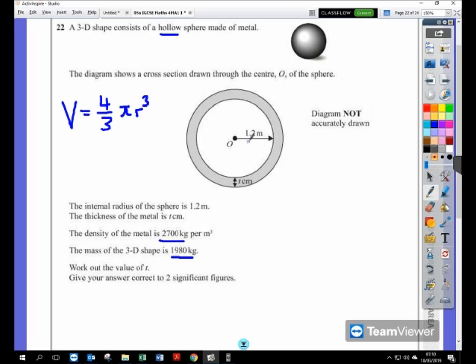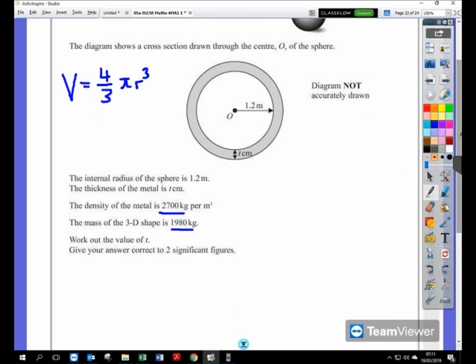But you see, we have a sphere contained within a sphere. That's how you have to imagine this. So what I need to do is work out the volume of the big sphere and subtract the volume of the inner sphere of air, and then that will leave me with the volume of the metal. So it's a bit like this.